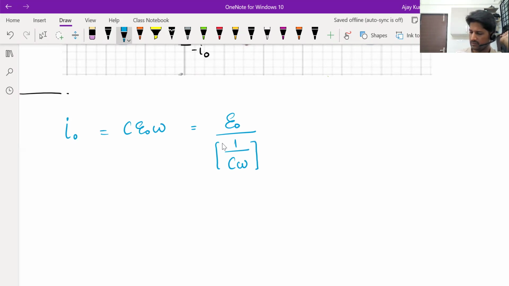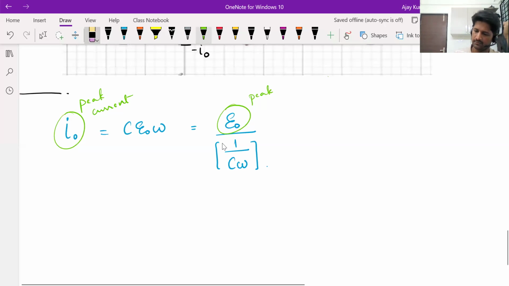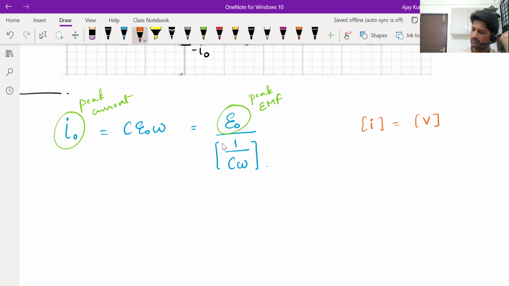Now, why do we do this? One of you quickly tell me, what is I naught? Peak current. Correct. What is E naught? Peak EMF, or peak voltage, you can say. Let's call it EMF itself, not an issue. Basically, it's a voltage. Dimensionally, current should be voltage divided by what?